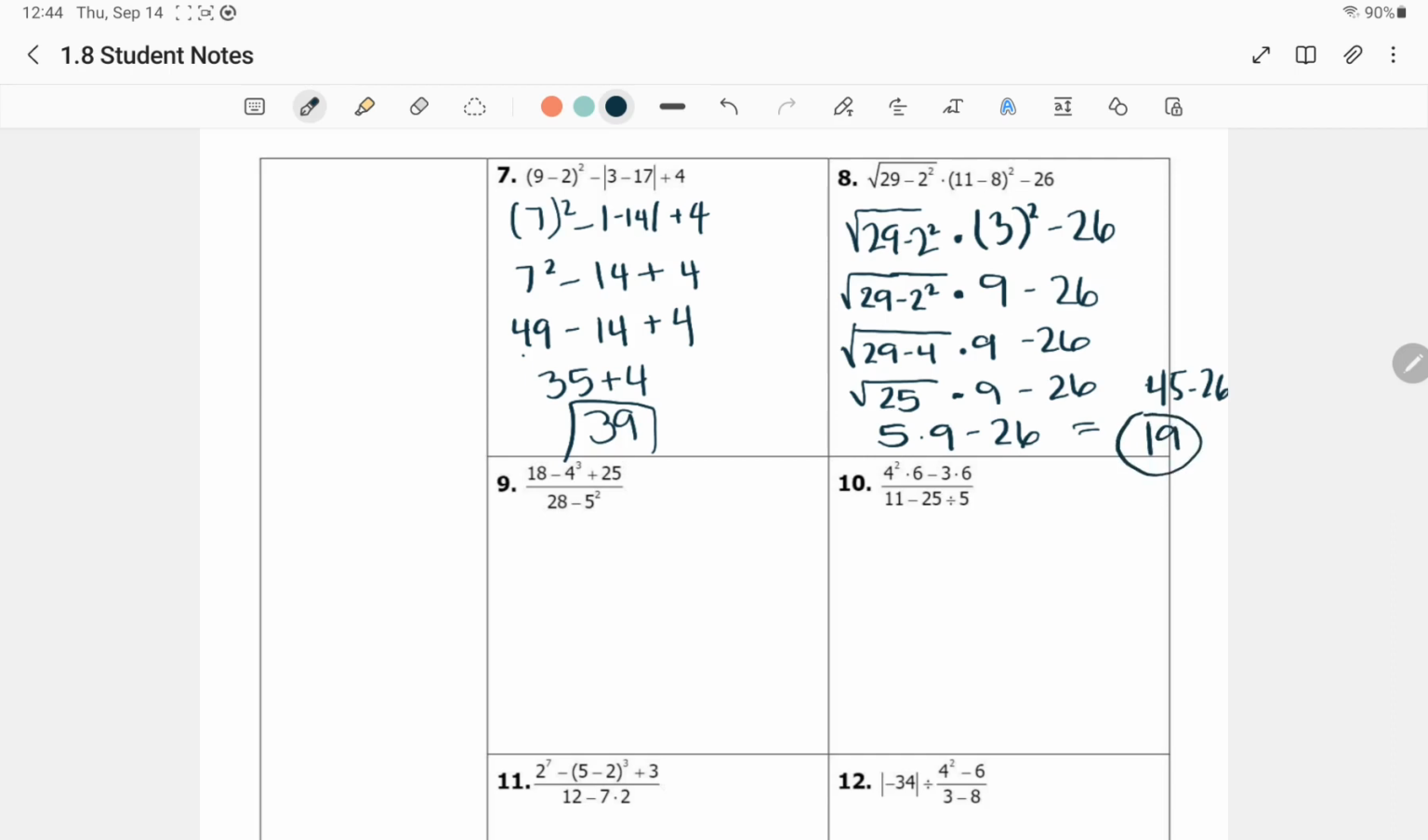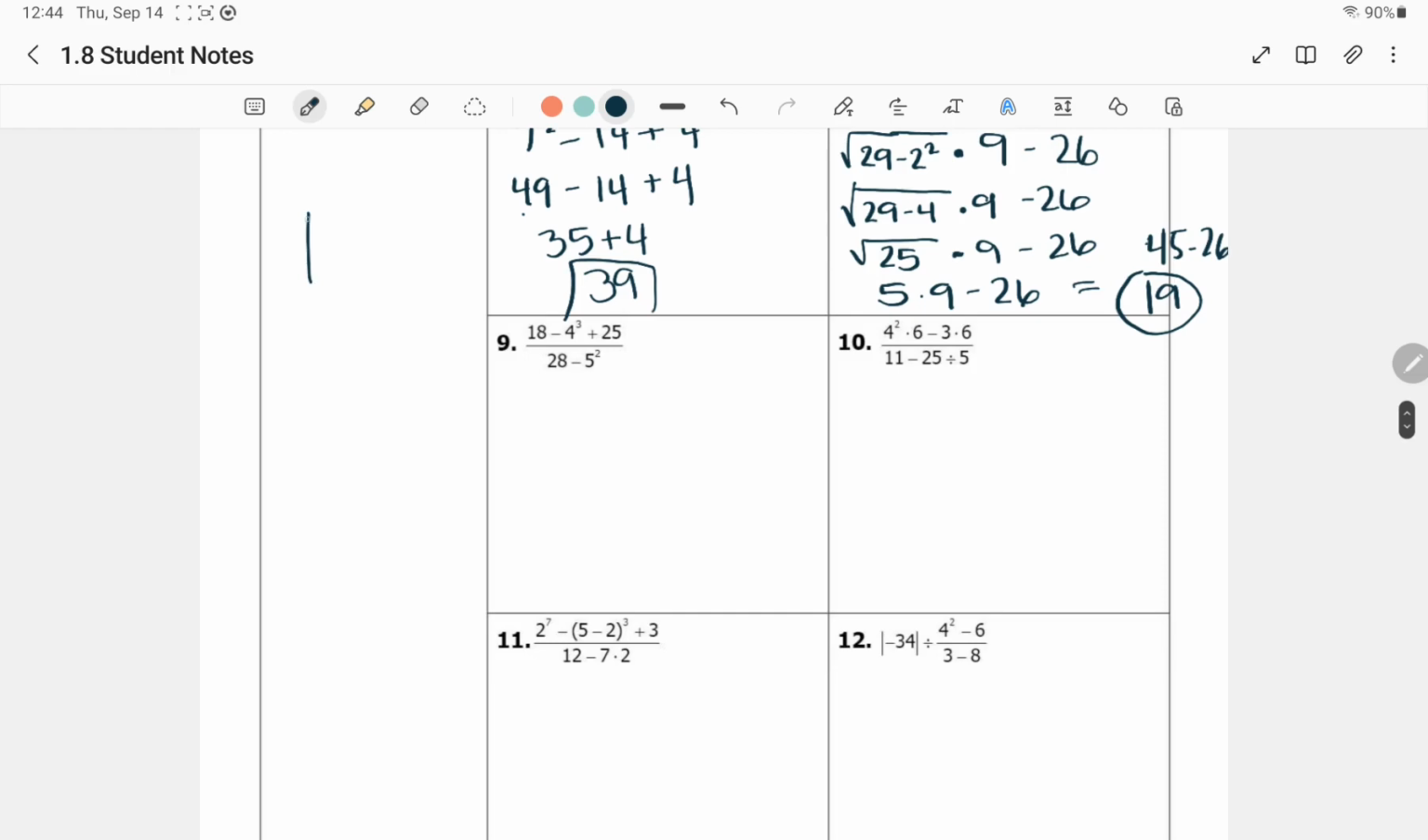There we go. All right, I'm going to rewrite my PEMDAS down here. I rewrite it so that I remember. It's good. Oh, not PEMPAS. It's PEMDAS.